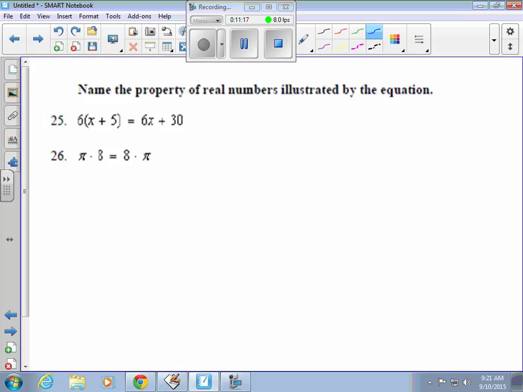Two different properties right here. The first one, 6 times x plus 5 is equal to 6x plus 30. Everybody in here knows exactly what to do with this. Some people just forget what it's called. Everybody knows that in order to get from 6 times x plus 5 to 6x plus 30, you multiply 6 times x and 6 times 5. Nobody sitting in this class right now has a problem with that. Some people just forget that that's distributing the 6 to both numbers. Therefore, this is the distributive property.